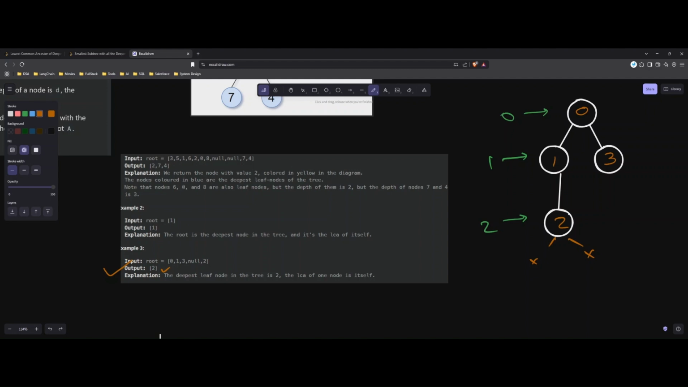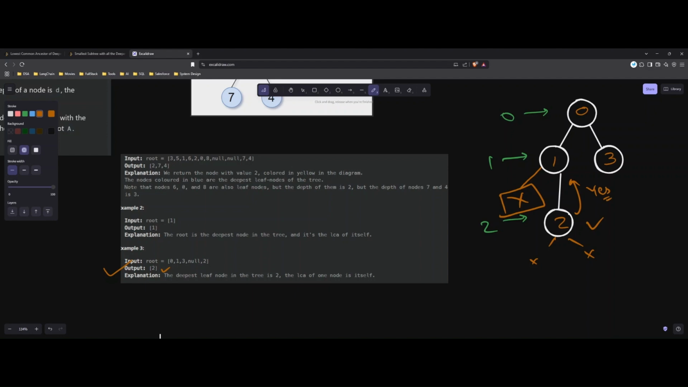Common ancestor. So if we see that this one doesn't have any left children, for level 2 it doesn't have any left children. So we'll come to 2 and check for 2. We'll ask, are we the deepest node in the tree? It will say yes, we are. We'll tell our parent that we have the values, we are the deepest root.